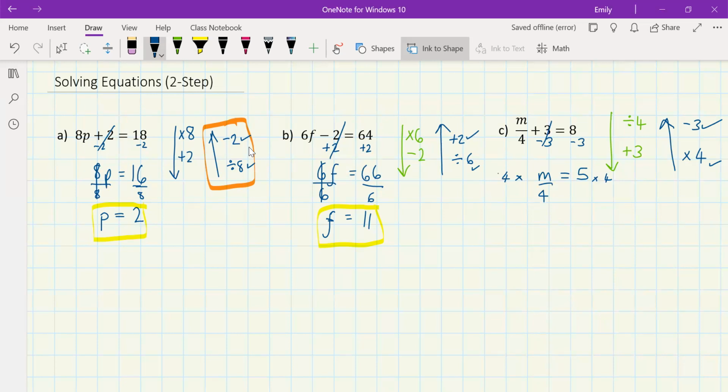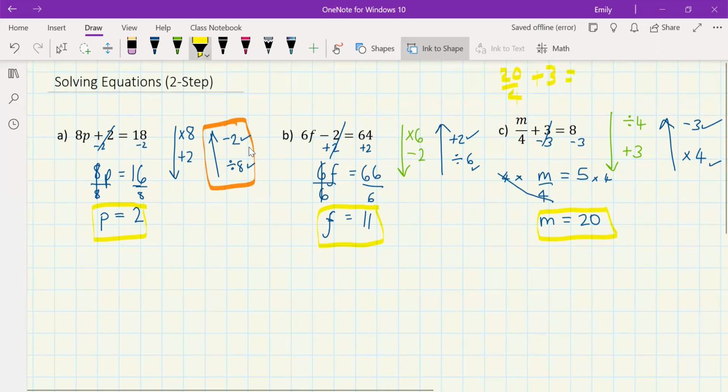Now what I've got here is a 4 on the top and a 4 on the bottom. They cancel each other out to 1 over 1. So it's just 1 over 1m, or just m. And 5 fours are 20, which I'm just about to write. Let's fix that up. 5 fours are 20. And so that's the answer. M is equal to 20. And again, we can check. 20 over 4 will give me 5, plus 3 does give me 8. It works. That's how we do two-step equations.